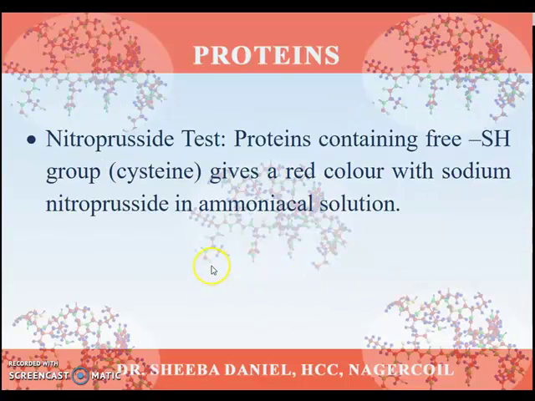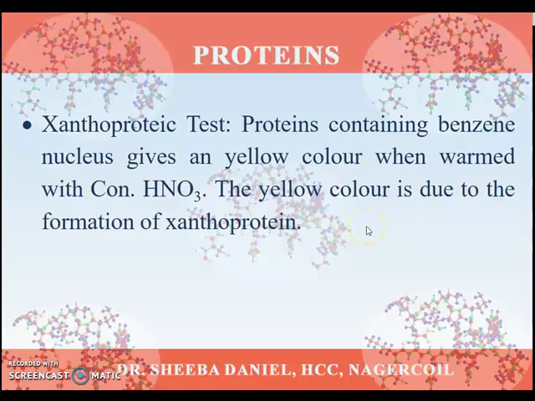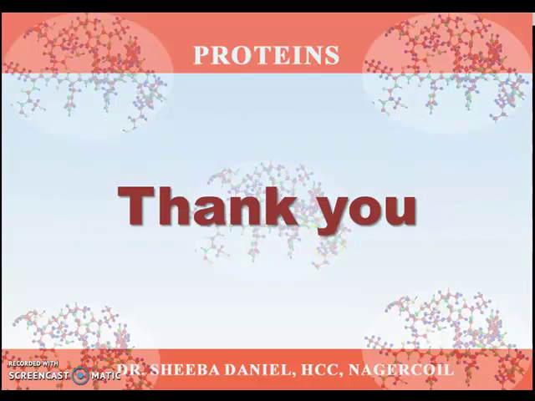The next is the nitroprusside test. Proteins containing free SH, that is thiol group, give a red color with sodium nitroprusside in ammoniacal solution. The last test is the xanthoproteic test. Proteins containing benzene nucleus give a yellow color when warmed with concentrated nitric acid. The yellow color is due to the formation of xanthoprotein.